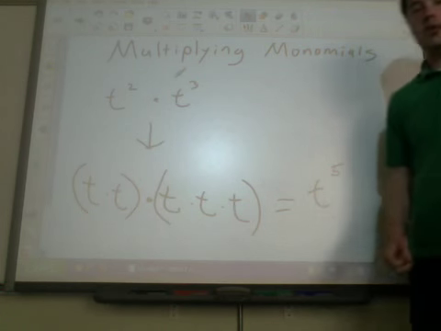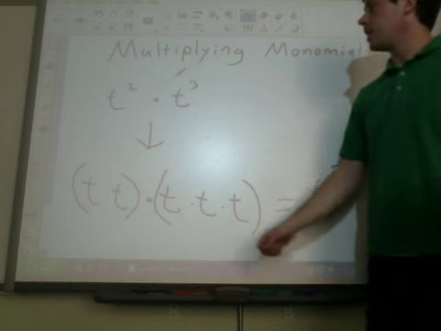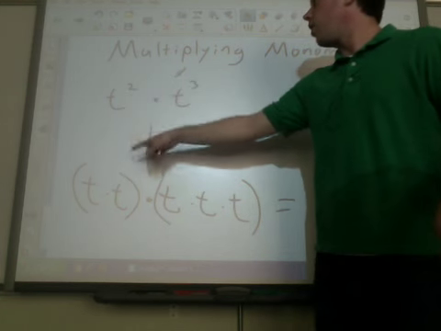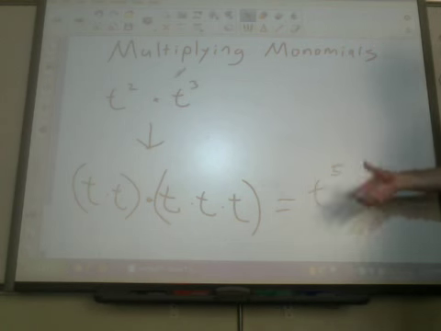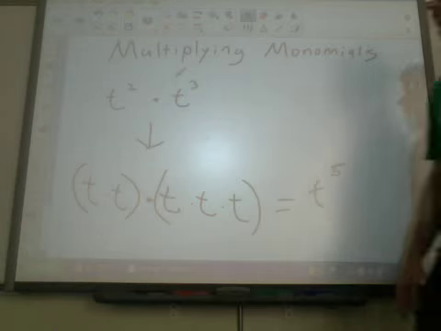And we've talked about the shortcut way of doing that is just anytime you have the same variable, all you have to do is add the exponents together. So 2 plus 3 gave us 5, and that's how we could have done it real quick right from the start.